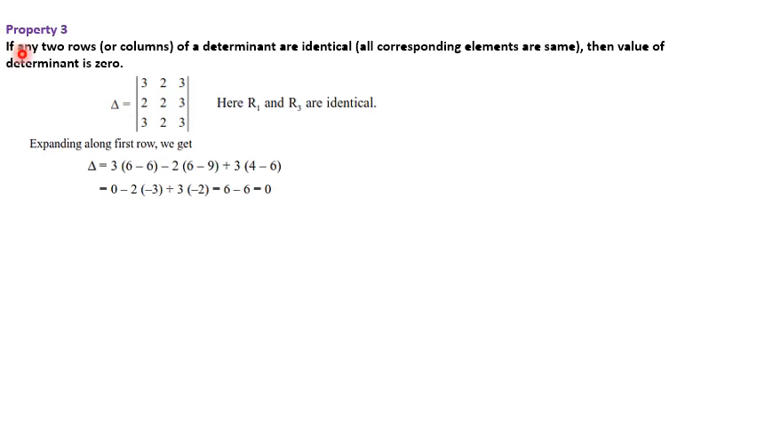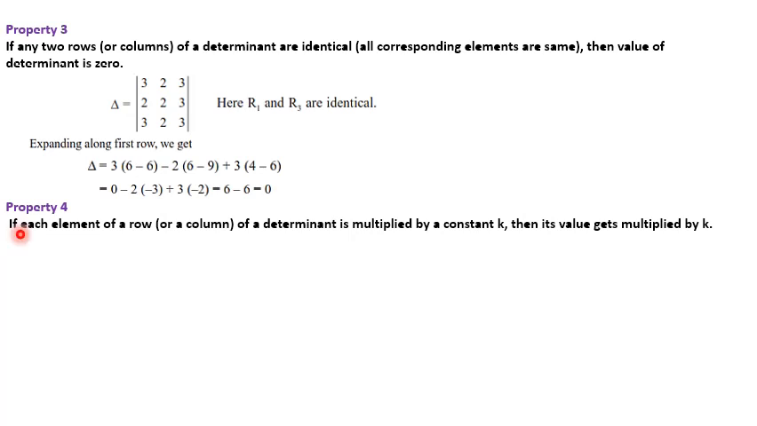The property says if any two rows or columns of a determinant are identical, then directly we can write the value of the determinant is 0. Next, property number 4, that is, if each element of a row or a column of a determinant is multiplied by a constant k, then its value gets multiplied by k.